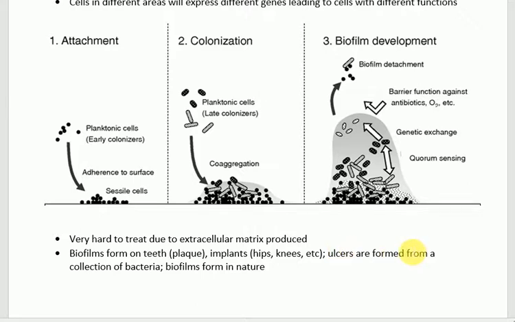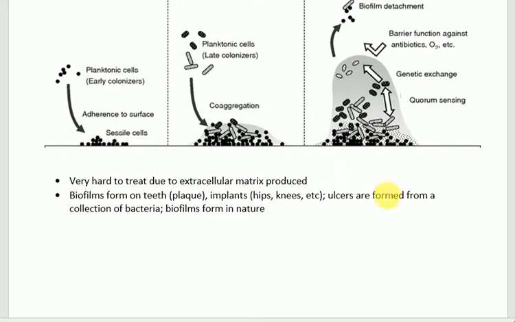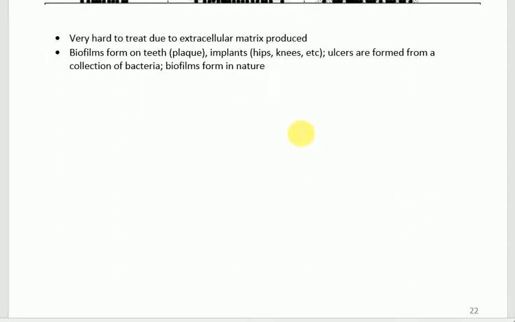So, for instance, biofilms form on teeth, called plaque, on implants for hips, knees, etc., and even ulcers are formed from a collection of bacteria. So it's important that you realize that biofilms also form in nature and other things. And that, my friends, brings us to the end of lecture 2.